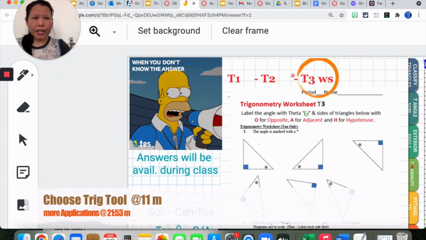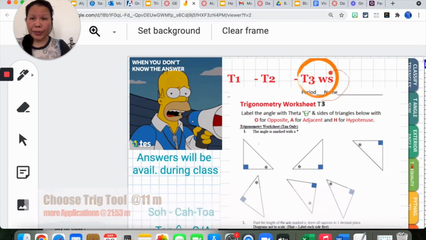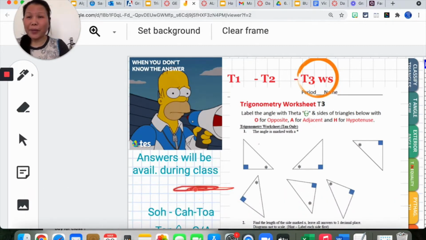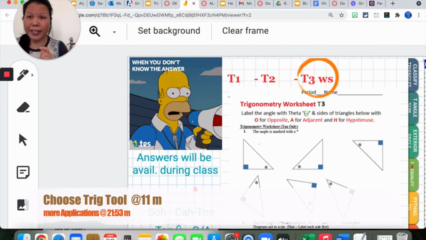T3 work. We are going to show you how to answer these practice problems. Don't forget to check and correct your answer. This is a very important process so that we can find out what kind of mistakes we make.